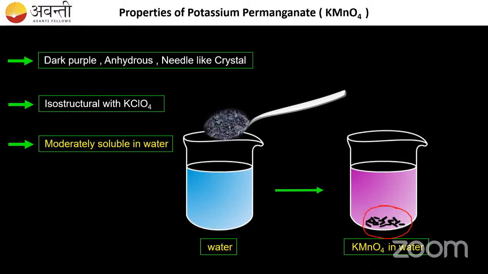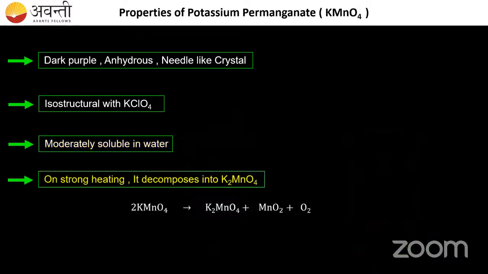So some of the KMnO4 is left out. Yeah, so it is moderately soluble in water. And the fourth point is if you heat this compound, if you give strong heating, it decomposes to K2MnO4. What is K2MnO4? Potassium manganate.